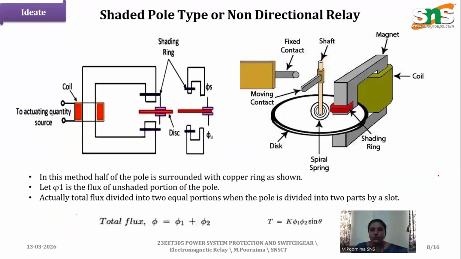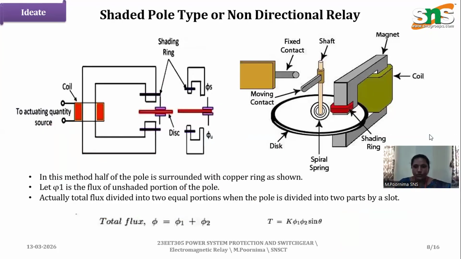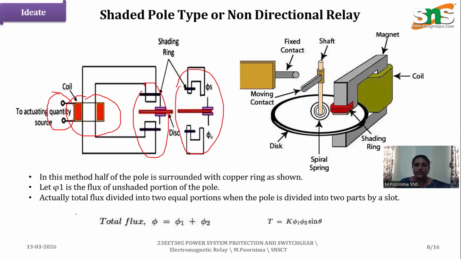And coming to the shaded pole type, what happens here? We have an actuating coil. If this gets energized, what happens? The flux in the pole, you can see the difference. The flux is split. So we can see the shaded rings. On a particular side, the flux gets delayed. What happens? It starts moving the disc. You can see here the moving contactor, spindle, disc, shaded rings, and this is a fixed contactor. Once it starts moving, what happens?